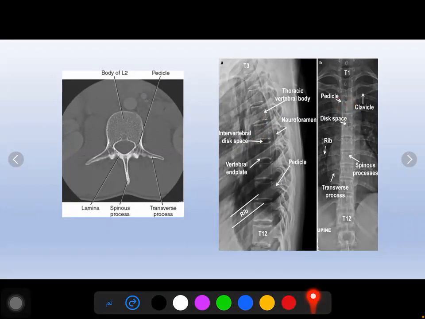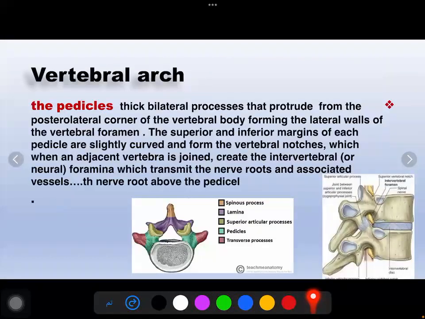This is the spinous process. And this is the transverse process. The pedicle is represented by green color. This is from the posterolateral aspect of the vertebral body. And as we talked, this is the superior curve of the pedicle to form the intervertebral foramen.